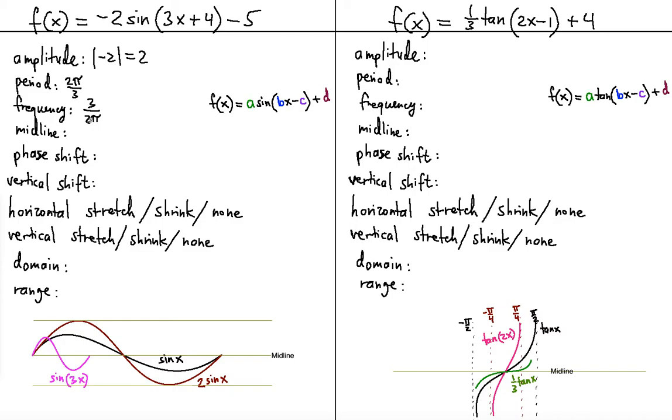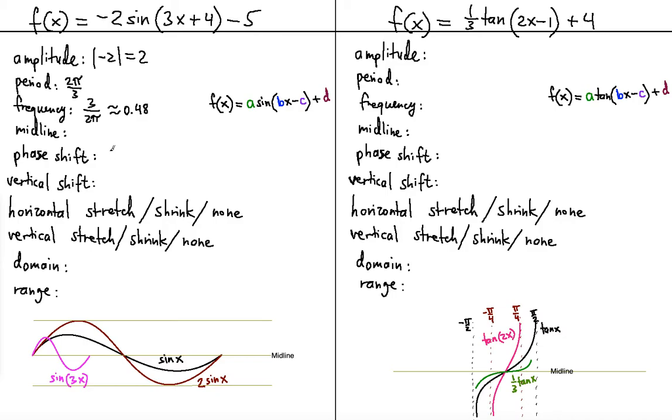Because 3 divided by 2 pi is about 0.47, right? So 0.48, I should say, right? It's rounded to the nearest hundredth, right? 0.48. As you can see, it's about a half, which it should be.